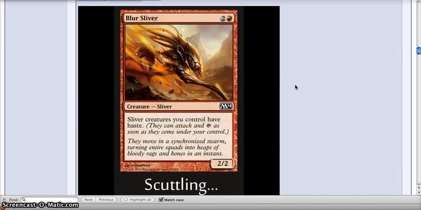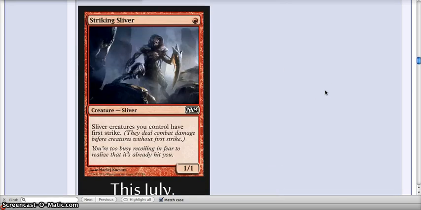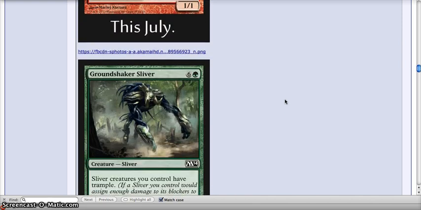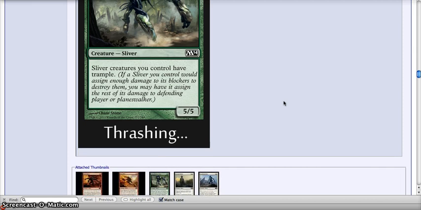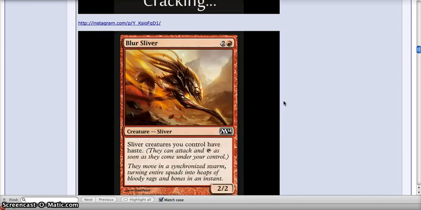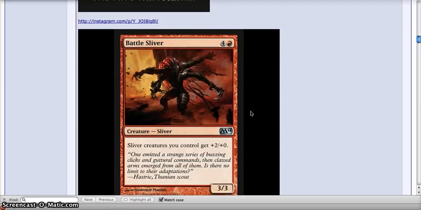Then we have Blur Sliver, which is more like the old Slivers in terms of how it looks, even though there's a head thing here. But usually they look almost like alien creatures, like from the movie Alien, but not. Two and a red for a 2/2. Sliver creatures you control have haste. And then Striking Sliver, 1 for a 1/1. Sliver creatures you control have first strike. And Groundshaker Sliver is a 5/5 for 7. They have trample. And those are all the ones we have. They're all commons, I believe. Oh, two uncommons and the rest commons.